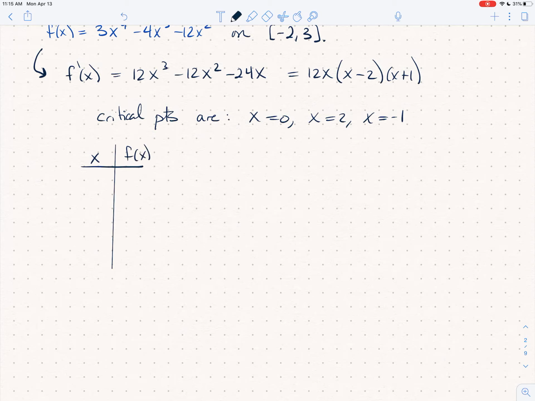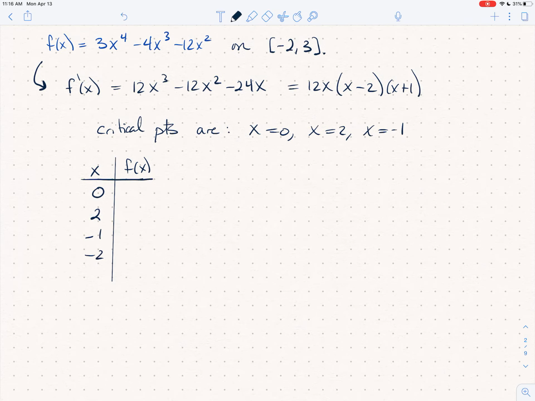It doesn't have to be perfect, but I've got x, f of x. So I'm interested in the critical points 0, 2, negative 1. And I'm interested in the endpoints negative 2 and 3. And I'm going to plug my critical points into my function. So this is x, plug it into f, not f prime, just f. So I plug 0 into f, I get out 0.